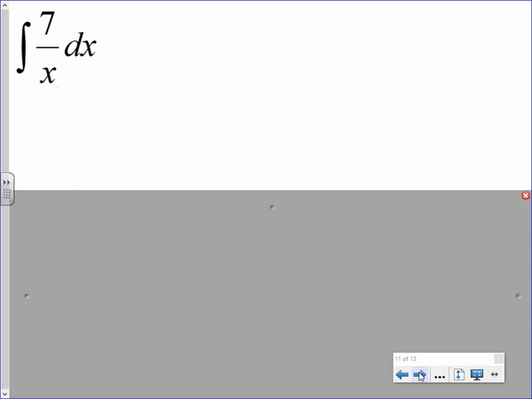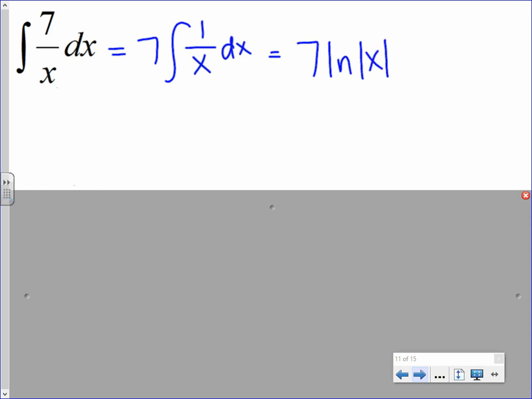Okay, so this one, you may want to write this as 7 times the integral of 1 over x dx so that you can clearly see what rule you need to use. So this antiderivative would be 7 times the natural log of the absolute value of x plus c. That seems simple, right?